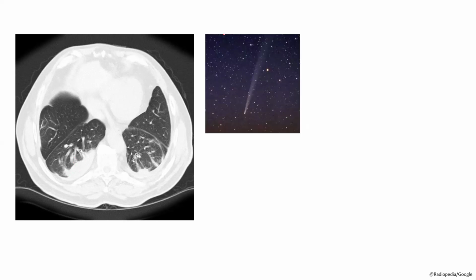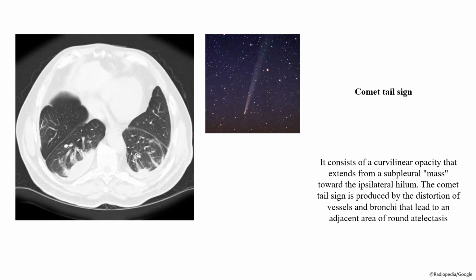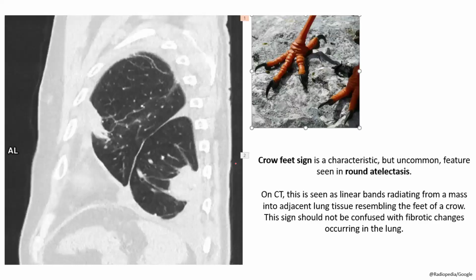This is known as comet tail sign, and it consists of curvilinear opacities that extend from the subpleural mass towards the ipsilateral hilum. So this sign indicates round atelectasis. It is similar to the crow feet sign, which is also described in round atelectasis, and it consists of again linear bands which radiate from the mass towards the ipsilateral hilum.